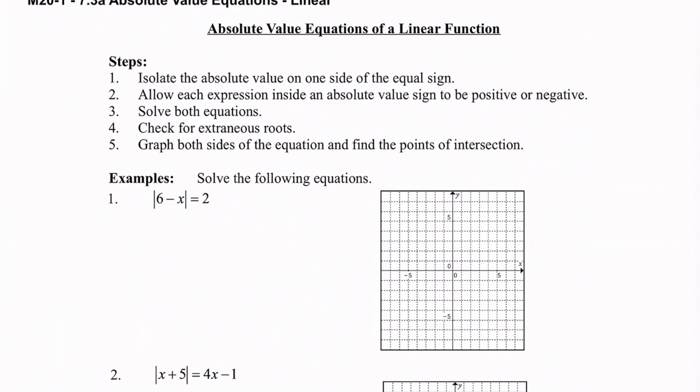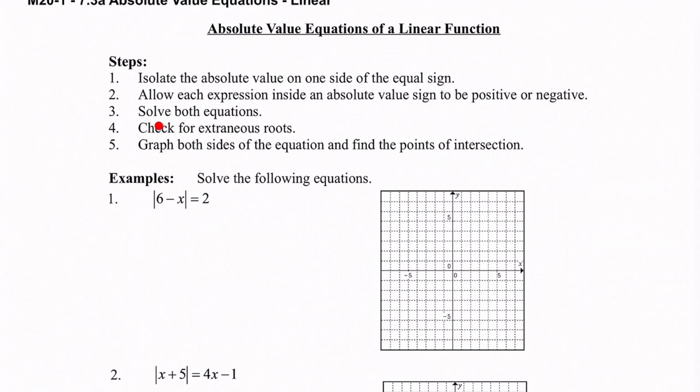We already have the absolute value on one side by itself. Step 2, you're going to allow each expression inside an absolute value sign to be positive or negative. So we're going to change whatever is on the other side. It's going to be both a positive and negative. We kind of talked about that a little bit in the last video.